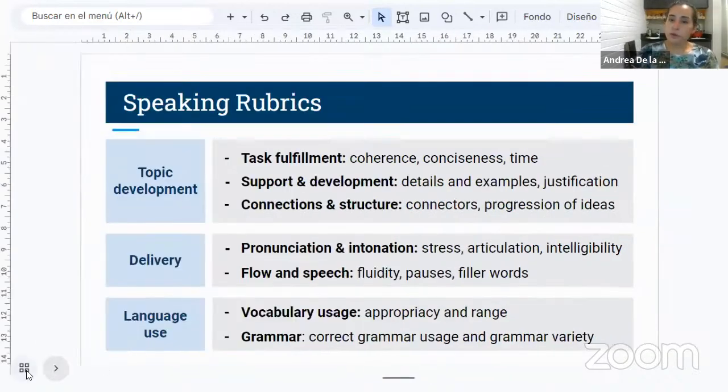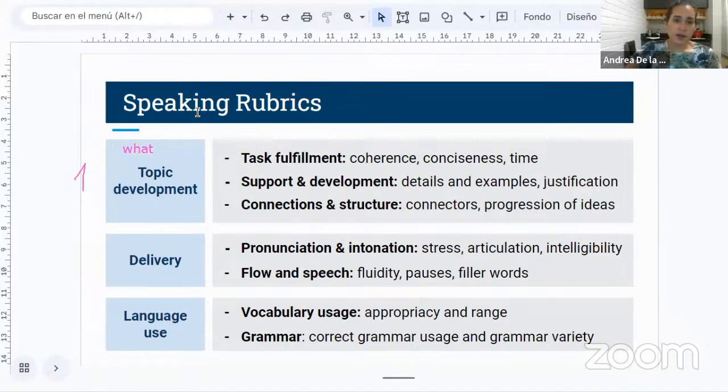Now, before we look at the independent task, this is a summary of the rubrics that the ETS uses to evaluate your speaking responses. So when they are grading your responses, they're going to look at 3 big things. The first one is topic development. This has to do with what you say.